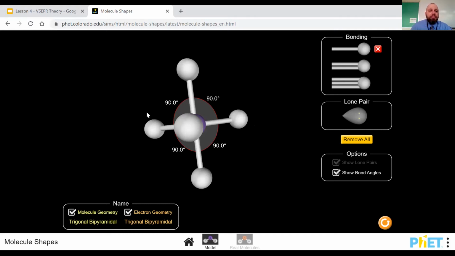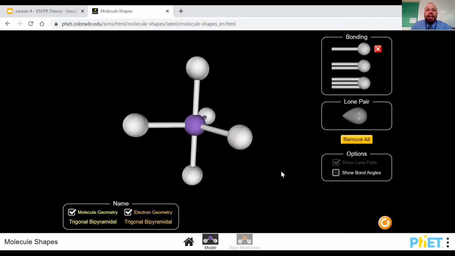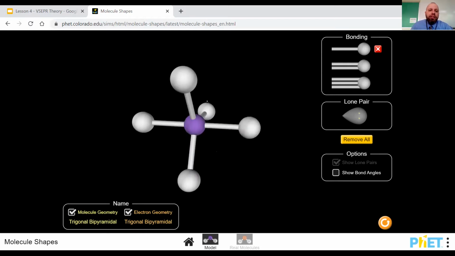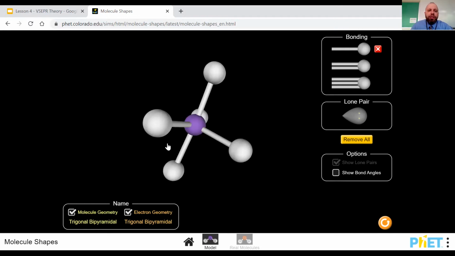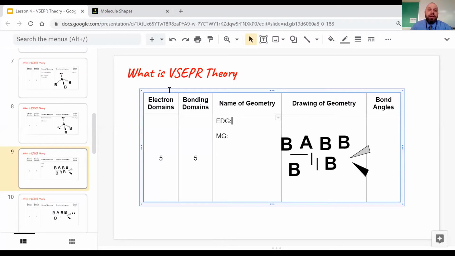One of the other names that you might want to know for this is axial and equatorial. So if you imagine the word axial, like the Earth's axis, that's these 2 that are on top and bottom. And then the ones that are along the middle here, where these 3 120-degree bond angles are, these are known as equatorial, like the Earth's equator. So we're going to type in the electron domain geometry, trigonal bipyramidal, and trigonal bipyramidal because it's 5 and 5.